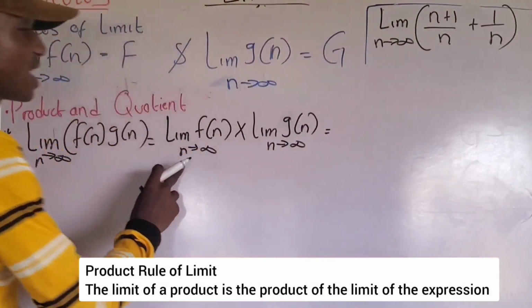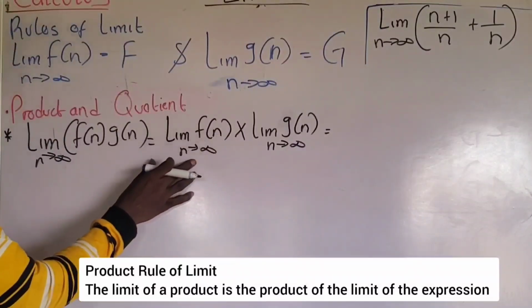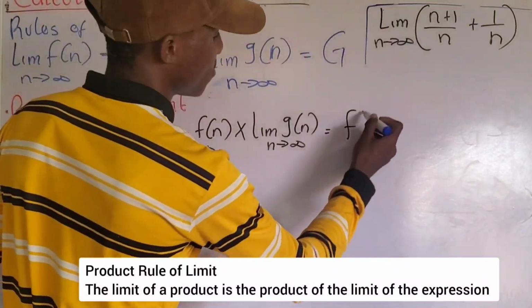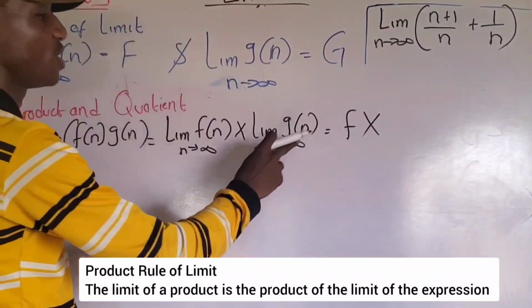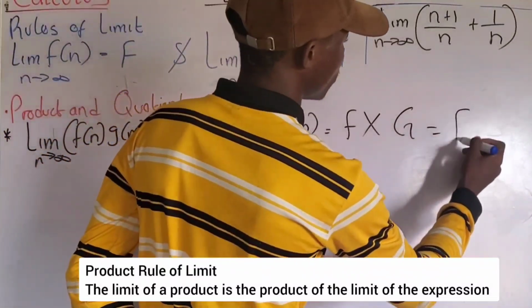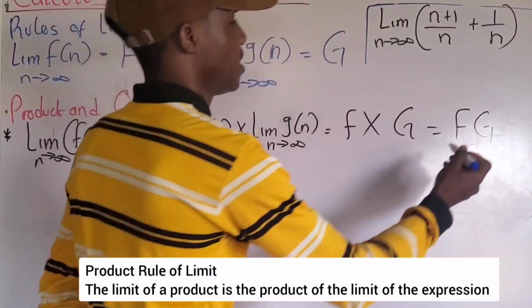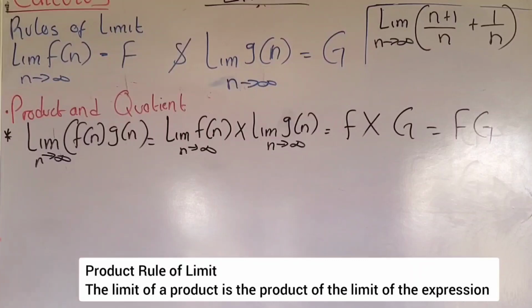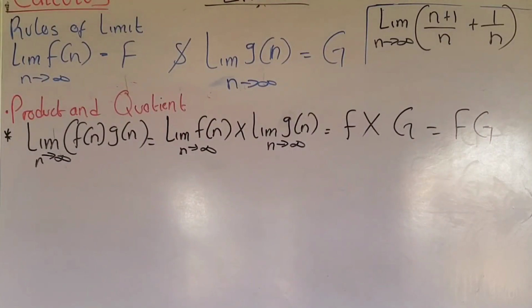So now, because we said let the limit of f of n as n tends to infinity be equal to F, I'm going to have F multiplied by the limit of g of n as n tends to infinity, which is equal to G. I'm going to have G. So this will be what? FG. Okay? That is the final answer. We are dealing with the rules now, okay? So that is the rule for the product.